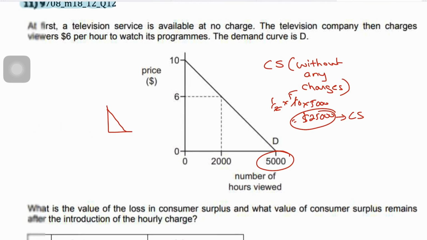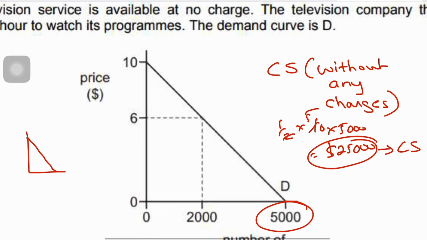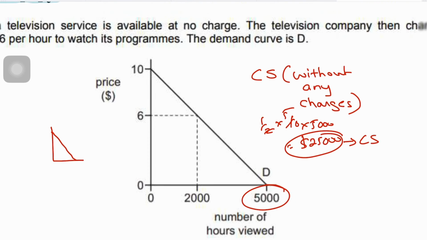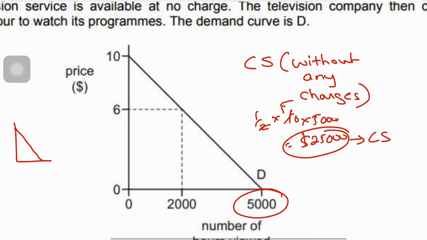So now if $6 is charged, right? $6 is charged. So how much is the total consumer surplus that will result by paying $6 and buying and watching 2,000 hours only? Because now if I'm paying for it, then I'm only going to watch 2,000 hours then, right? And so it follows that this triangle is reflecting that consumer surplus, right?